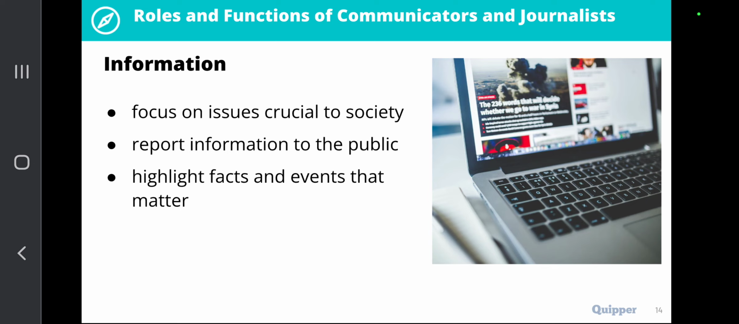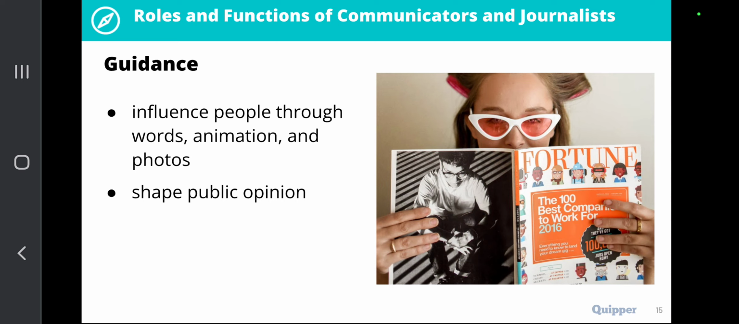Now, another role of communicators and journalists is not only to focus on information in general, but also to give guidance, to influence people through words, animation, and photos, and shape public opinion about a particular concept or idea that we are focusing on at that instance. So it is a very crucial, very important role and function of communicators and journalists that we provide guidance by influencing people through words, animation, and photos. Like our editorials and features, because we need to understand how we are going to influence people with our information, given that we can shape public opinion.